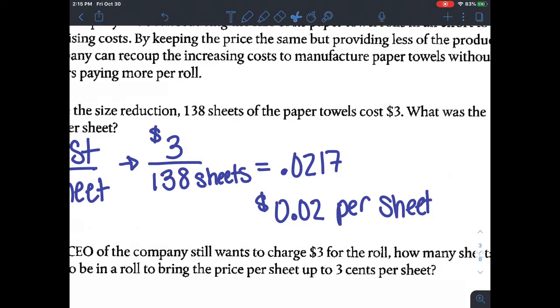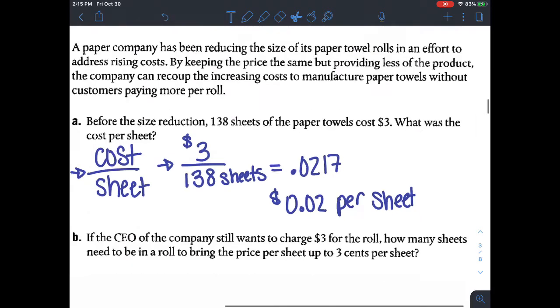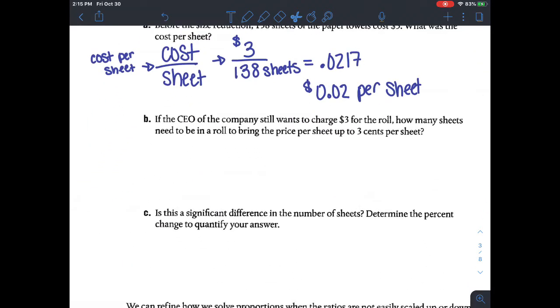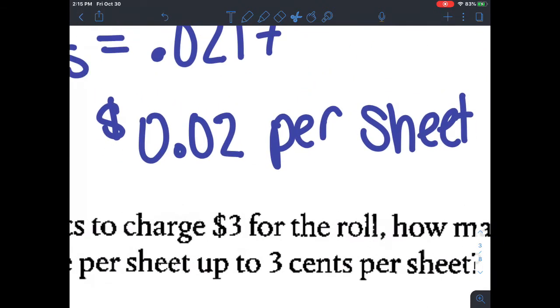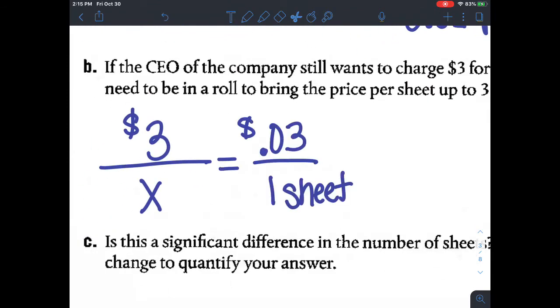Okay. If the CEO of the company still wants to charge $3 for the roll, how many sheets need to be in the roll to bring the price per sheet up to 3 cents per sheet? Okay, so we're going to set up a proportion here. We still want to charge $3. We don't know how many sheets will be in that roll, but we want to bring the cost per sheet, instead of 2 cents, up to 3 cents per sheet. So it's essentially the same thing that we just did, except we're working backwards now.